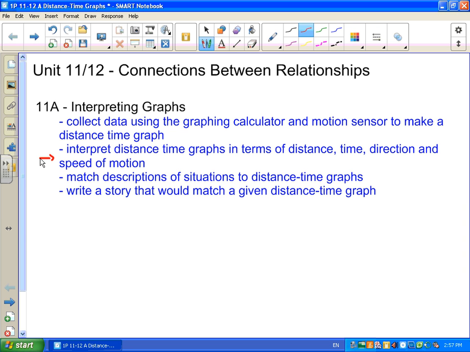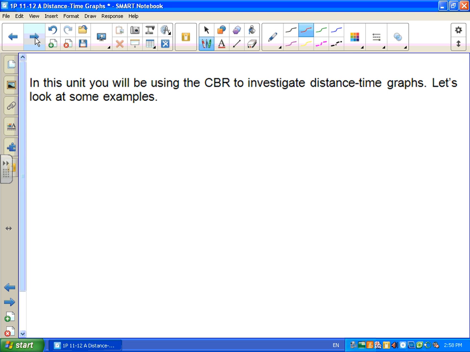And by the end, you want to be able to match a description of a situation to a distance time graph that represents it. Or, if you're given a distance time graph, write out a little story that represents what's going on. So you should have a page up at the top. It just says, in this unit we'll be using the CBR, which is this thing here, to investigate distance time graphs. Now let's just look at a few examples here of what distance time graphs would be produced.